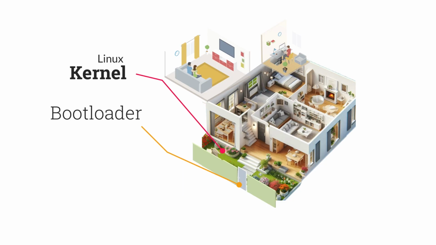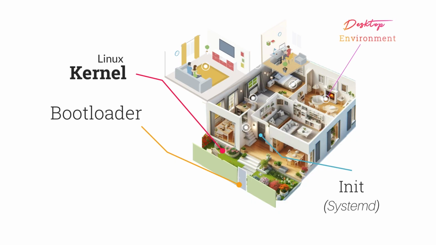Without it, nothing starts. The initialization system, like systemd, is the main door that opens the house and starts everything inside: lights, air conditioner, appliances. User space is everything inside the house that you interact with: the furniture, rooms, tools. It represents all user level programs and processes.